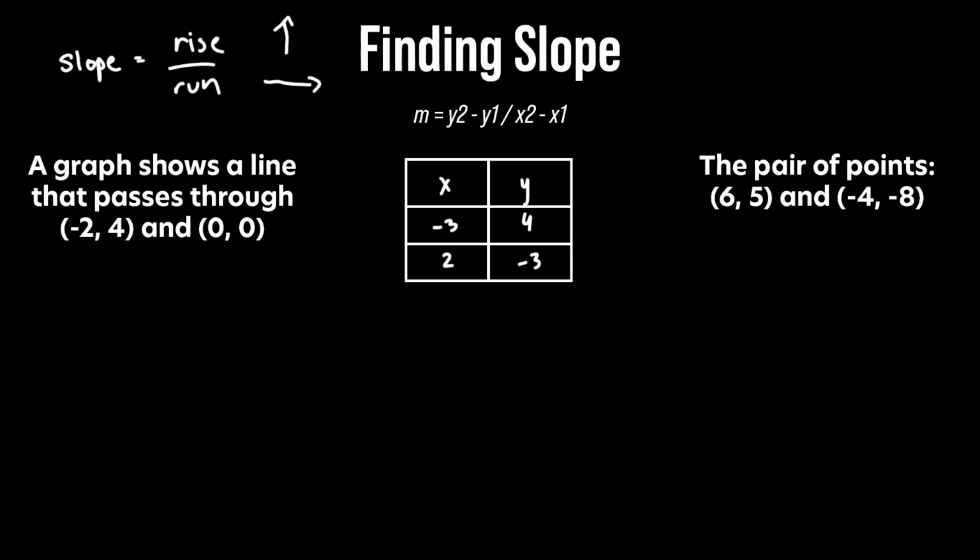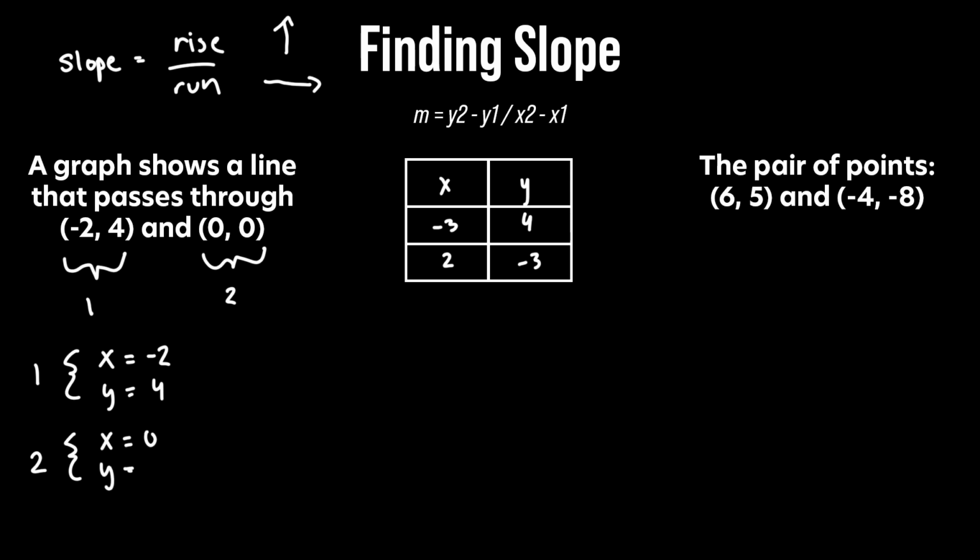So how do we find the slope of these problems here? A graph shows a line that passes through (-2, 4) and (0, 0). So these are points here. This is the first point, point 1, and this is point 2. And each point has an x and a y value. So for the first point, we have an x value of -2 and a y value of 4. And for the second point, we have an x value of 0 and a y value of 0 as well.